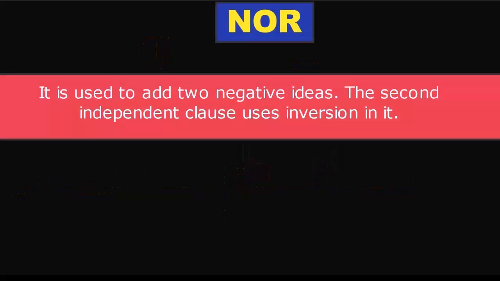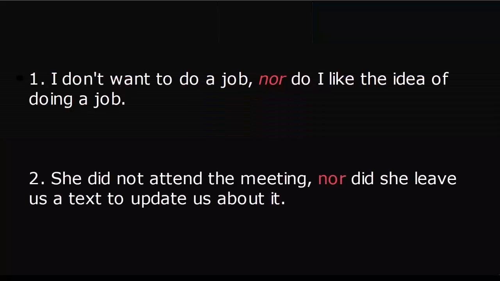Let's move to the next conjunction, which is nor. Guys, nor as a coordinating conjunction adds two negative ideas. And the second independent clause here uses inversion, meaning the verb comes before the subject, like we use inversion in interrogative sentences. So let's understand this with some examples.